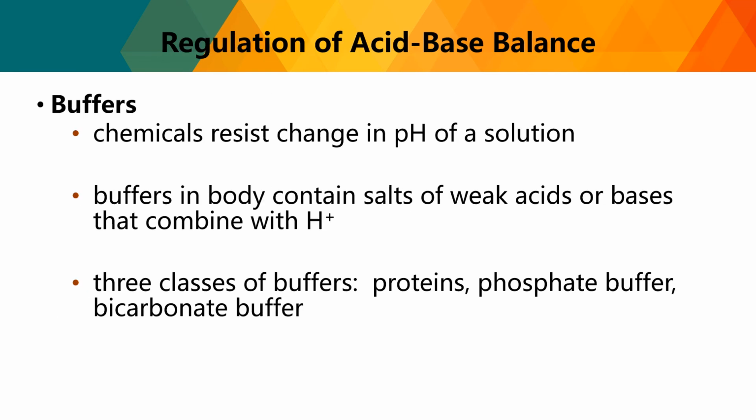by active transport. For the regulation of acid-base balance, again, you have what you call your buffers. These are chemicals that resist change in the pH of a solution. Buffers in the body contain salts of weak acids or bases that combine with hydrogen. And there are three classes of buffers. First, you have your proteins. Second, your phosphate buffer. And thirdly, your bicarbonate buffer.